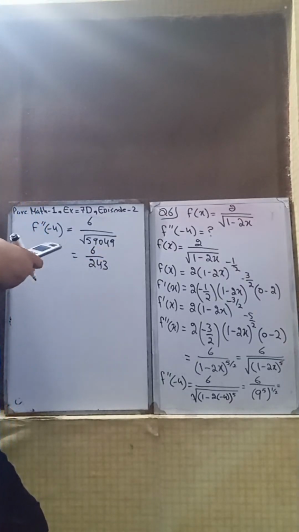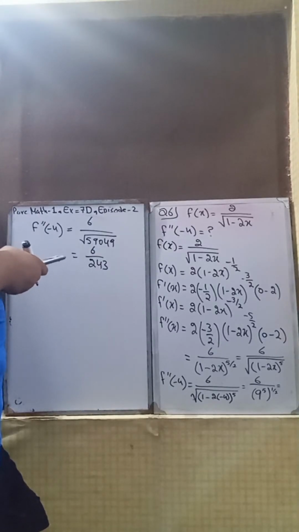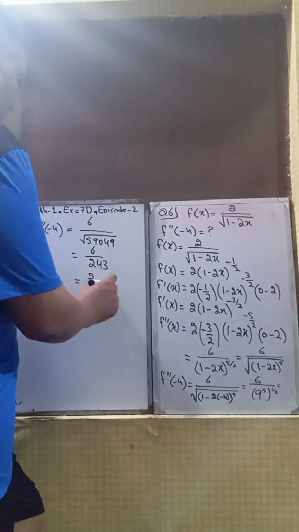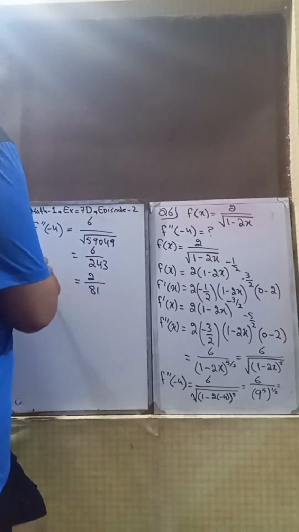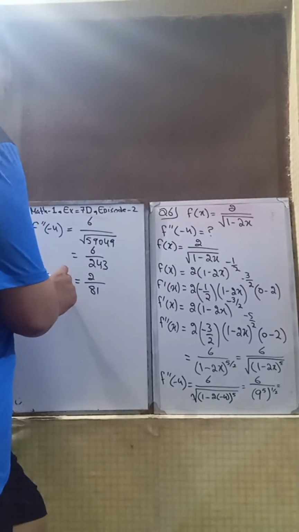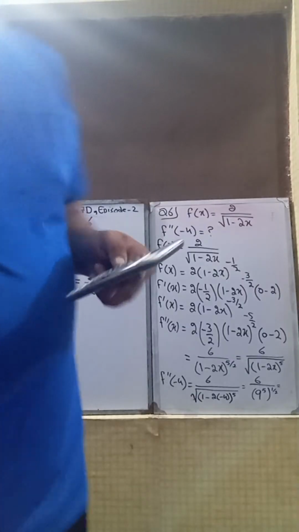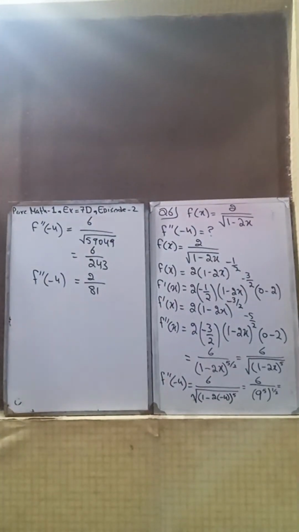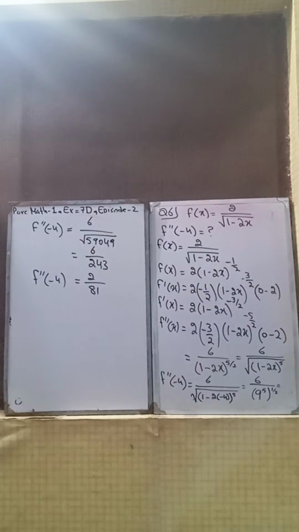When you divide 6 by 243, that is equal to 2 divided by 81. So this is the double derivative when you put x equal to minus 4 in it. Let me check the answer. The answer is 2 by 81. That is right. This is how you will do question number 6.